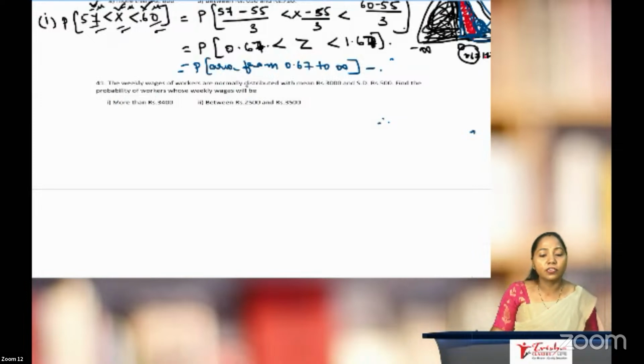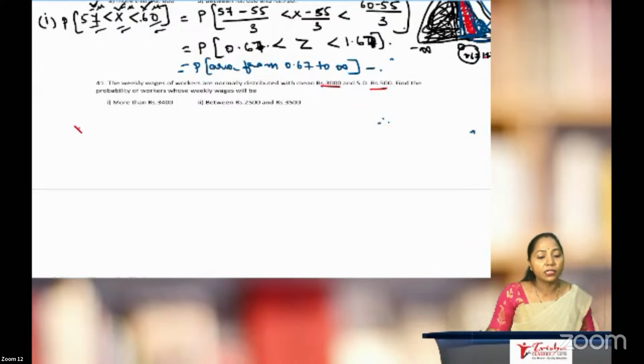Weekly wages of workers are normally distributed with mean 3000 and standard deviation 500. Remember, sometimes instead of standard deviation, variance can be given. Be careful in the exam. When variance is given, take the root, because whenever we standardize, it is the standard deviation sigma that is used, not the variance. Take root and substitute.